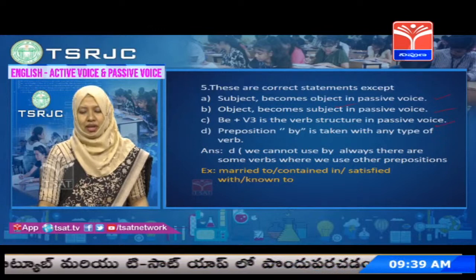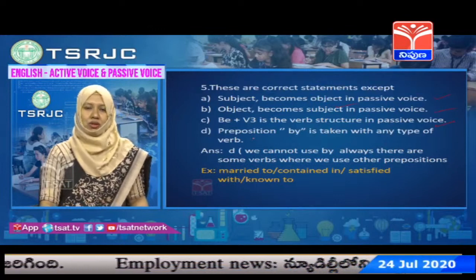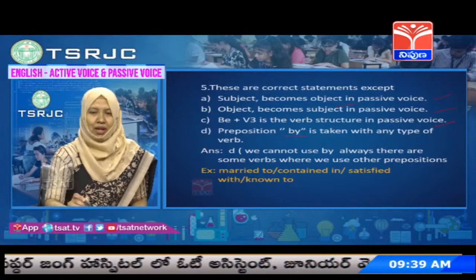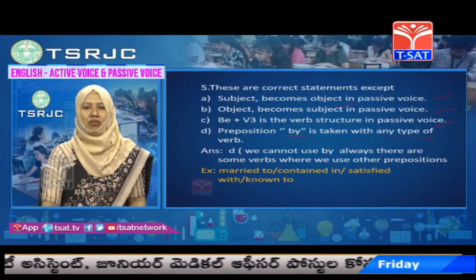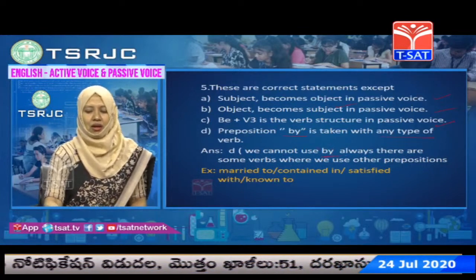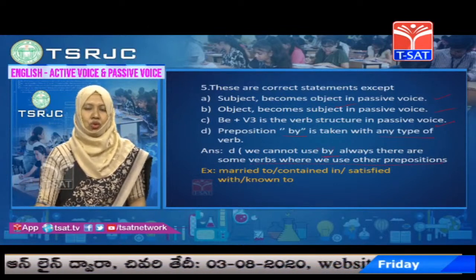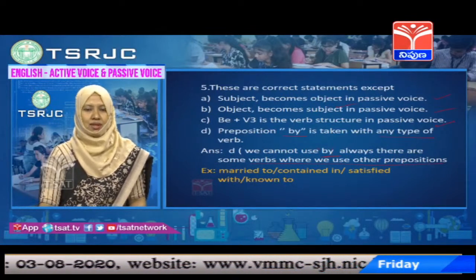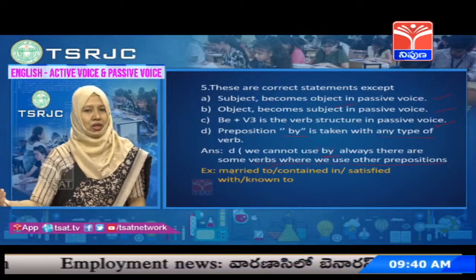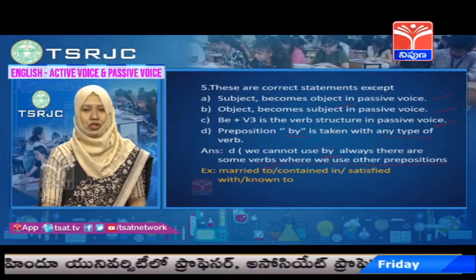Preposition by is taken with any type of verb. Now, here you need to concentrate. Preposition by is taken with any type of verb. Whenever by is there, it cannot be used with any type of verb. We cannot use by always. There are some verbs where we use other prepositions also. You can use to. It changes accordingly. For example, if you are using to preposition, it comes after married to. He is married to my sister. So, you cannot use by here. The correct preposition is to.